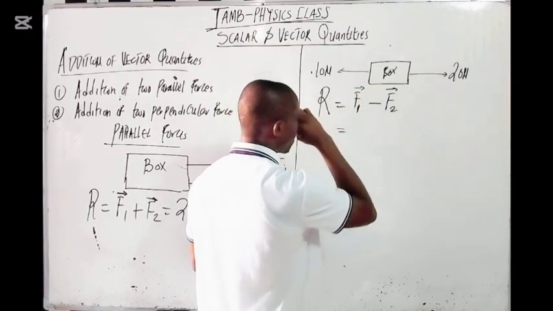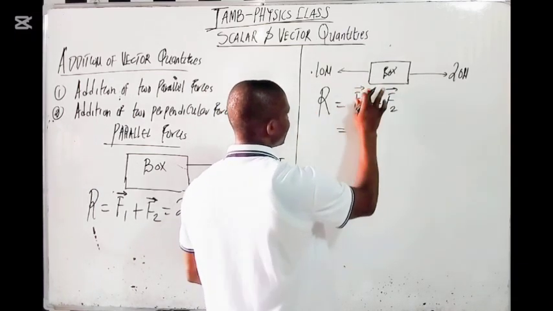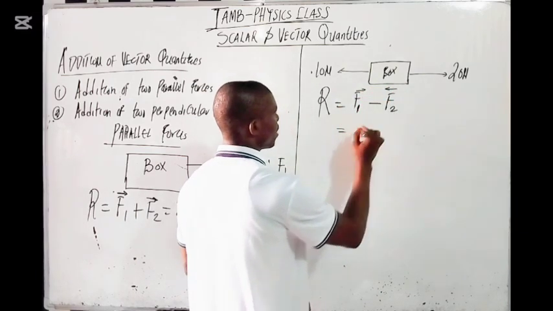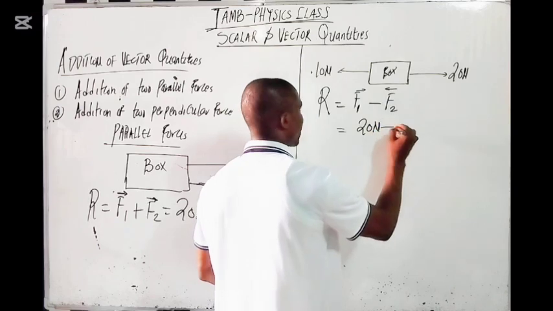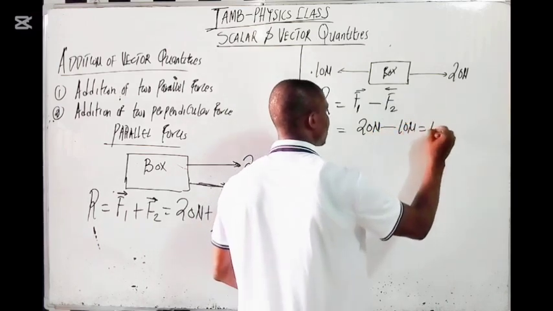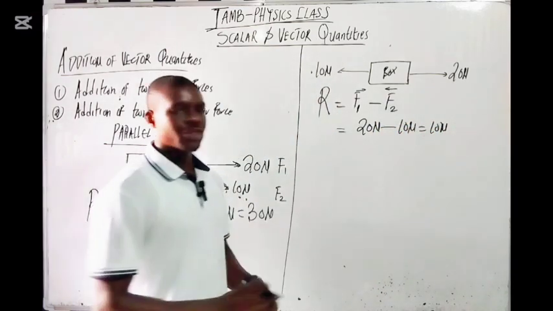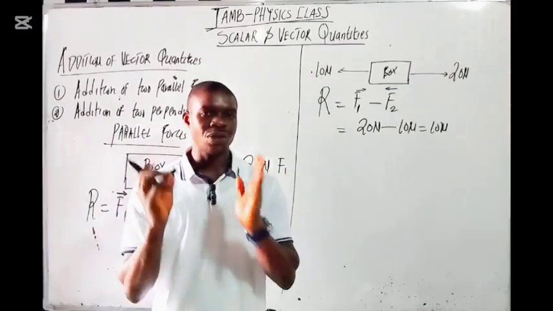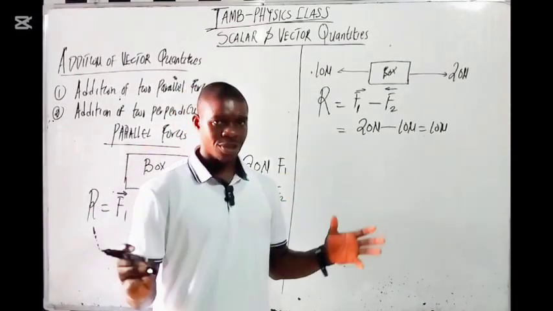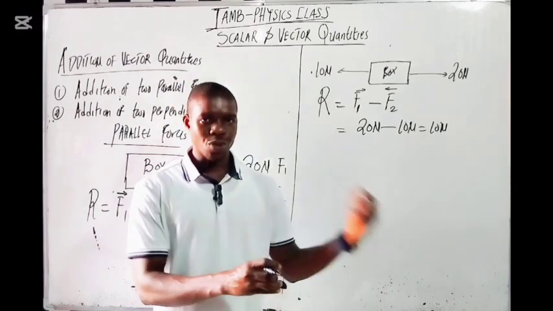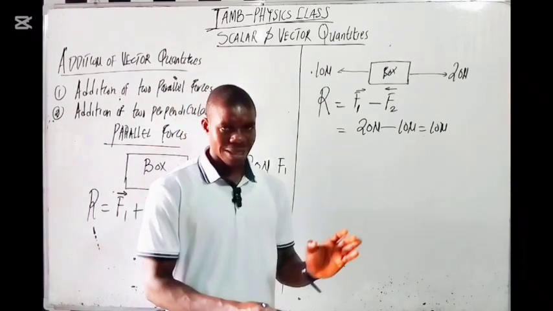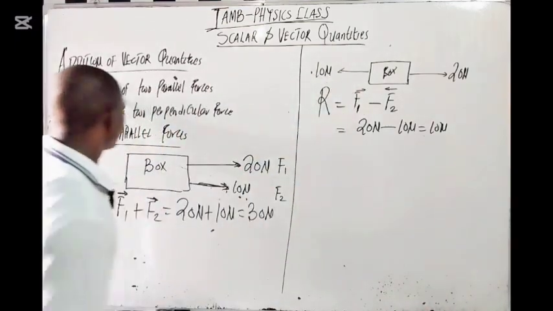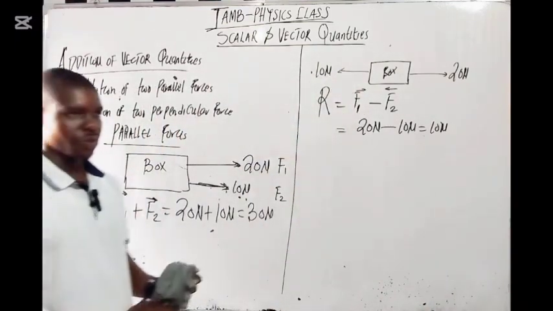Let's say one is acting on this side here. So you have 20 Newton minus 10 Newton, which is going to be 10 Newton. Do you understand? Now, in summary, parallel forces can only be in two directions: either the same direction or the opposite direction. The same direction, you add them; opposite direction, you subtract them. So addition of parallel forces is not that difficult.